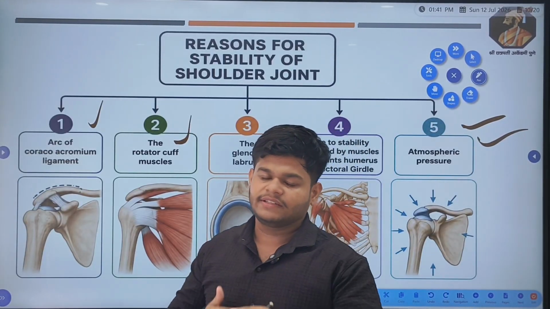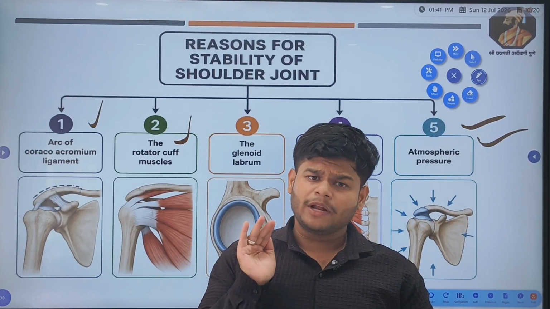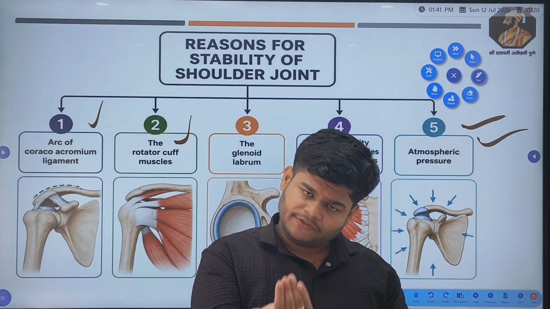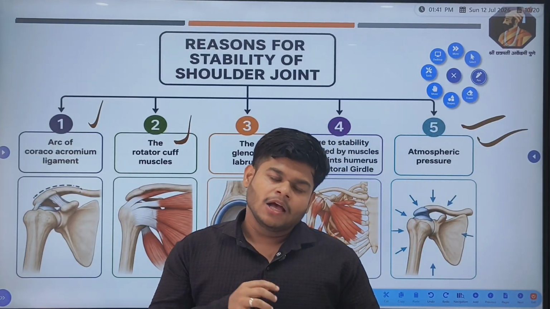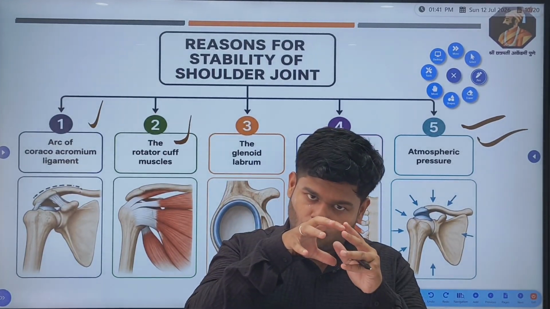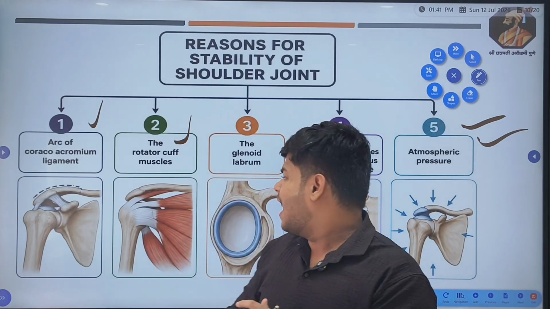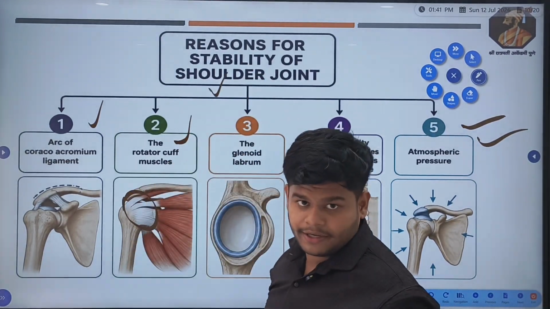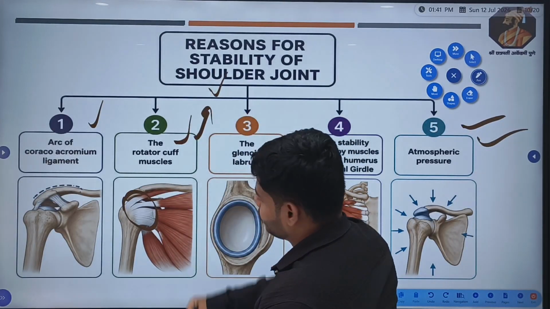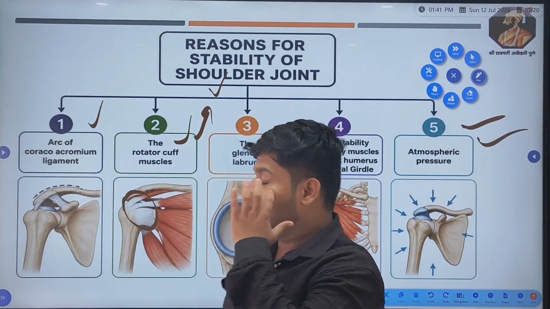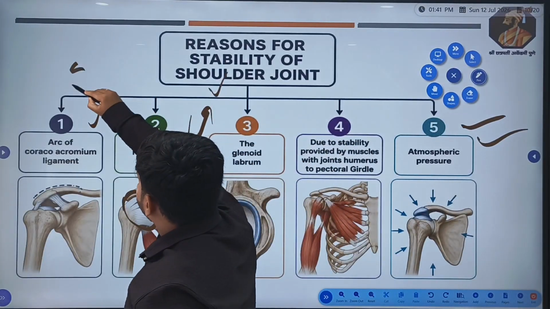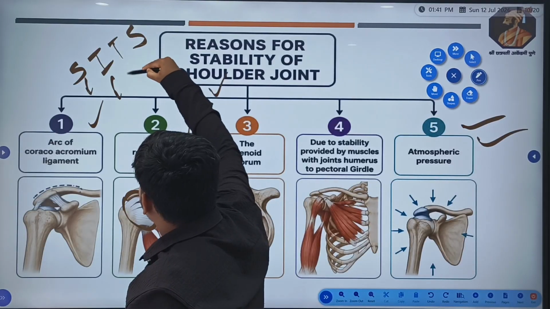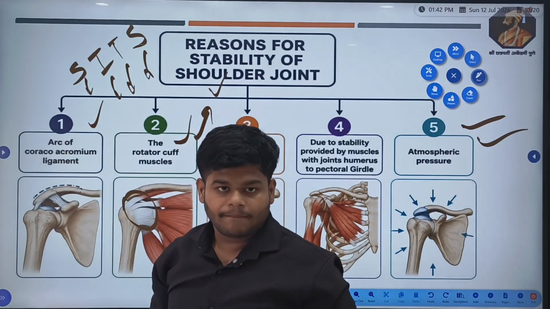in which the subscapularis is anterior, supraspinatus is above, and teres minor and infraspinatus are from the posterior side. So all these muscles' tendons come over the head of the humerus and make an arc like this, and due to this there is stability of the shoulder joint. The main reason for the stability of the shoulder joint is the rotator cuff muscles. You will keep in mind SITS: supraspinatus, infraspinatus, teres minor and subscapularis muscle.